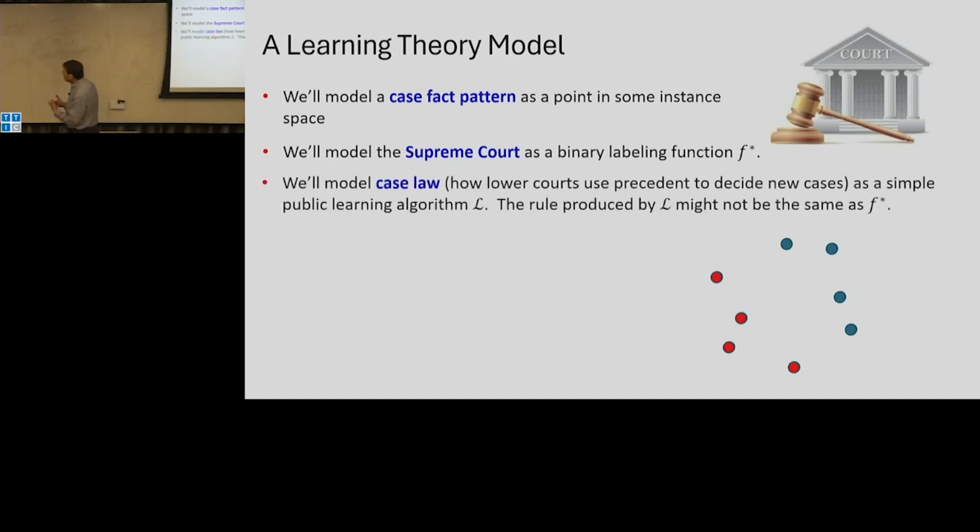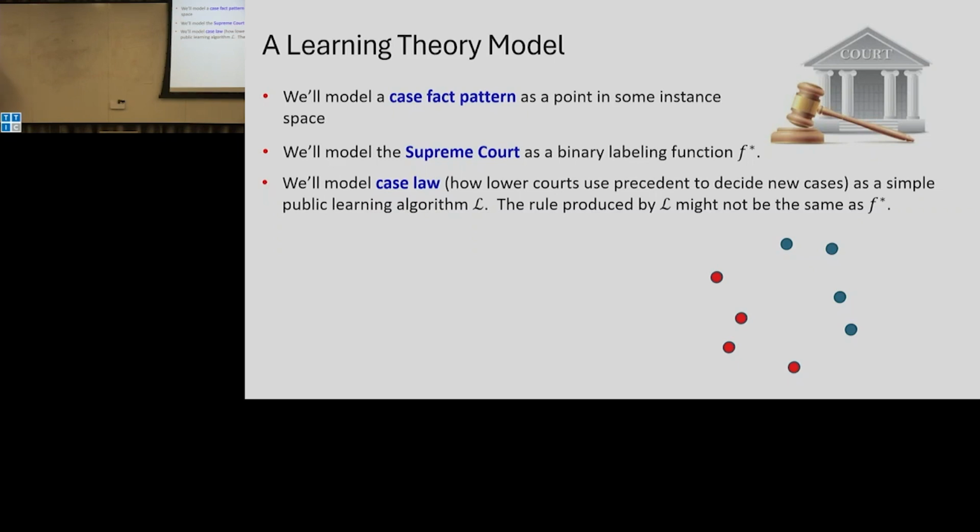We're going to model case law, so how lower courts use this precedent to decide new cases. What they use is not just the decisions, but also the actual things that the justices said, but we'll just think of them as using the results as some public learning outcome. So basically, a new case, a new point, has to somehow be decided. How do you decide a new case given this? Well, the lower court has to create a rule based on the previous cases to decide whether a new point should be red or blue. And so we can think of that as a learning algorithm.